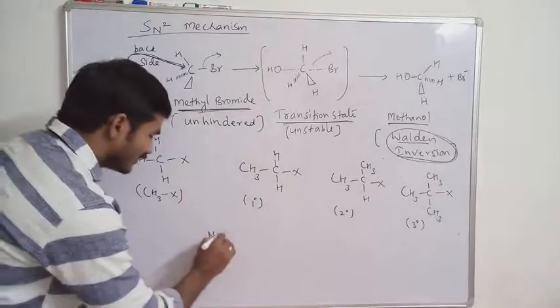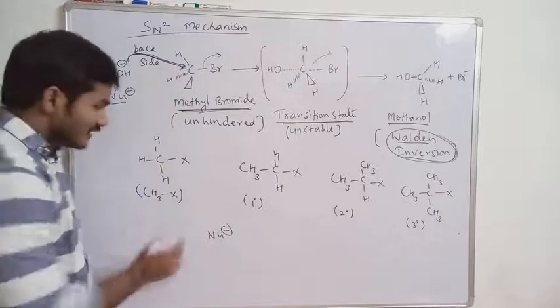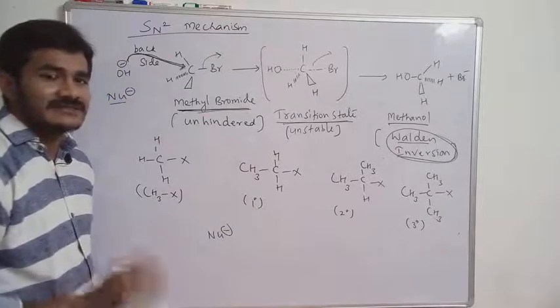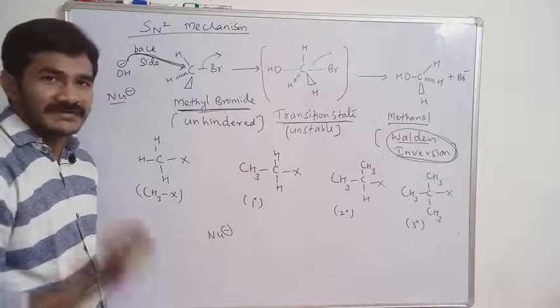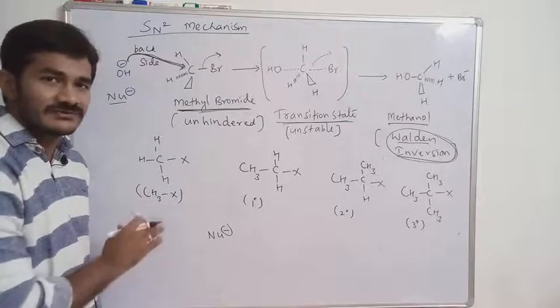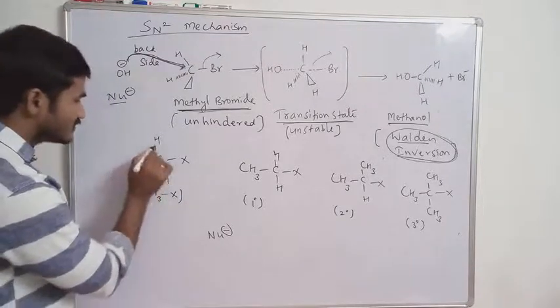Nucleophile I am taking here. In every case, I told you the nucleophile has to attack from the back side. In which of these 4 cases can the nucleophile attack easily? Out of these 4, which would be the better substrate for the SN2 mechanism? The condition is that they must contain an unhindered substrate. If you observe this, there is no hindrance here.